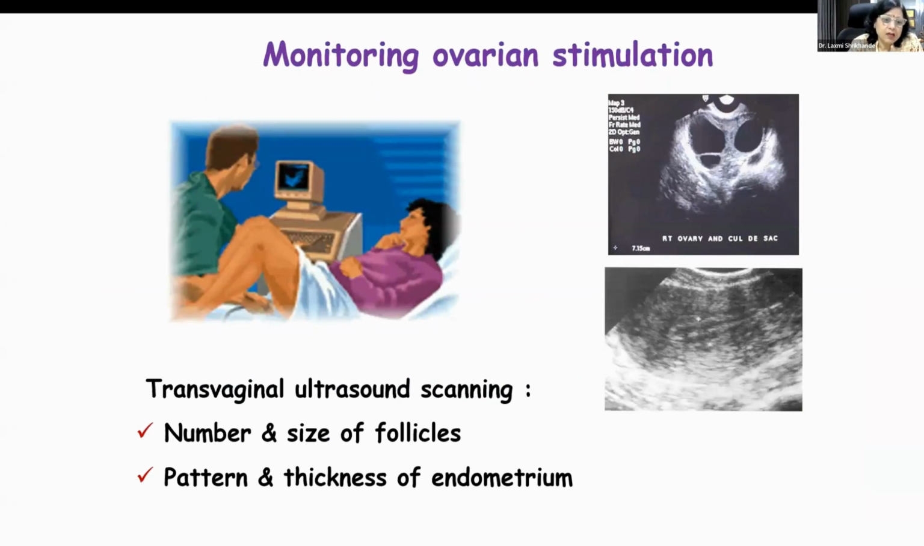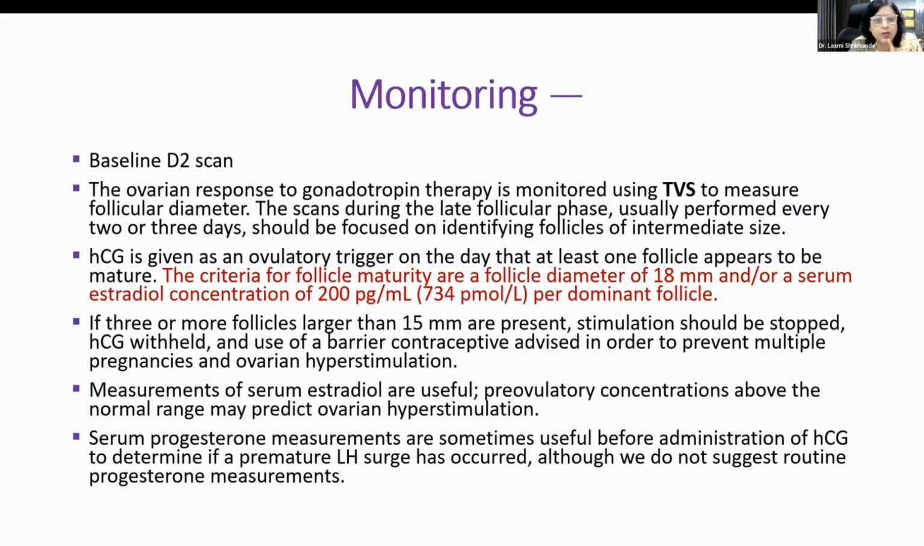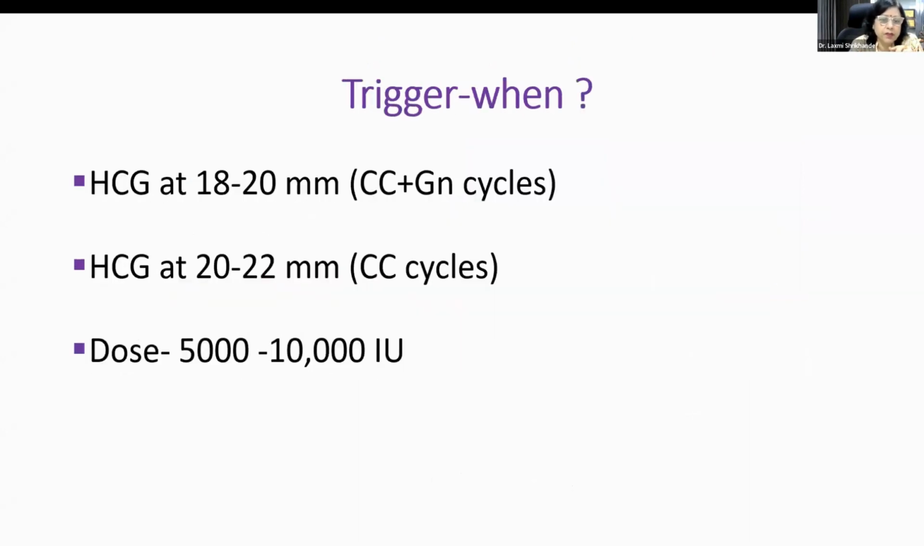Gonadotrophin cycle ultrasound monitoring is mandatory for the number and size of follicles, and the pattern and thickness of the endometrium. What are the criteria for follicle maturity? A follicle diameter of 18 millimeter or a serum estradiol concentration of 200 picogram per ml per dominant follicle. When should you give the trigger? If it is a CC plus gonadotrophin cycle, at 18 to 20 millimeter. If it is only oral ovulogens, at 20 to 22 millimeter.